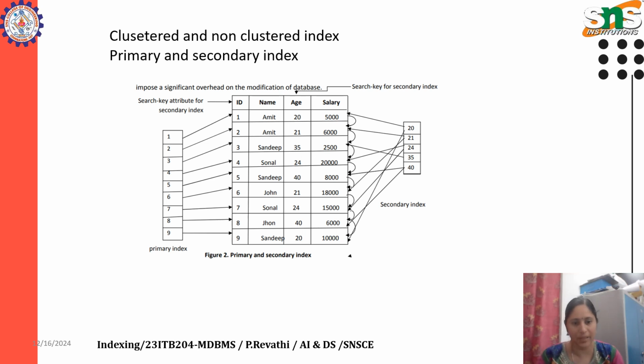Advantages of primary index. Search operation is very fast. Index table records are usually smaller. A primary index is guaranteed not to duplicate.